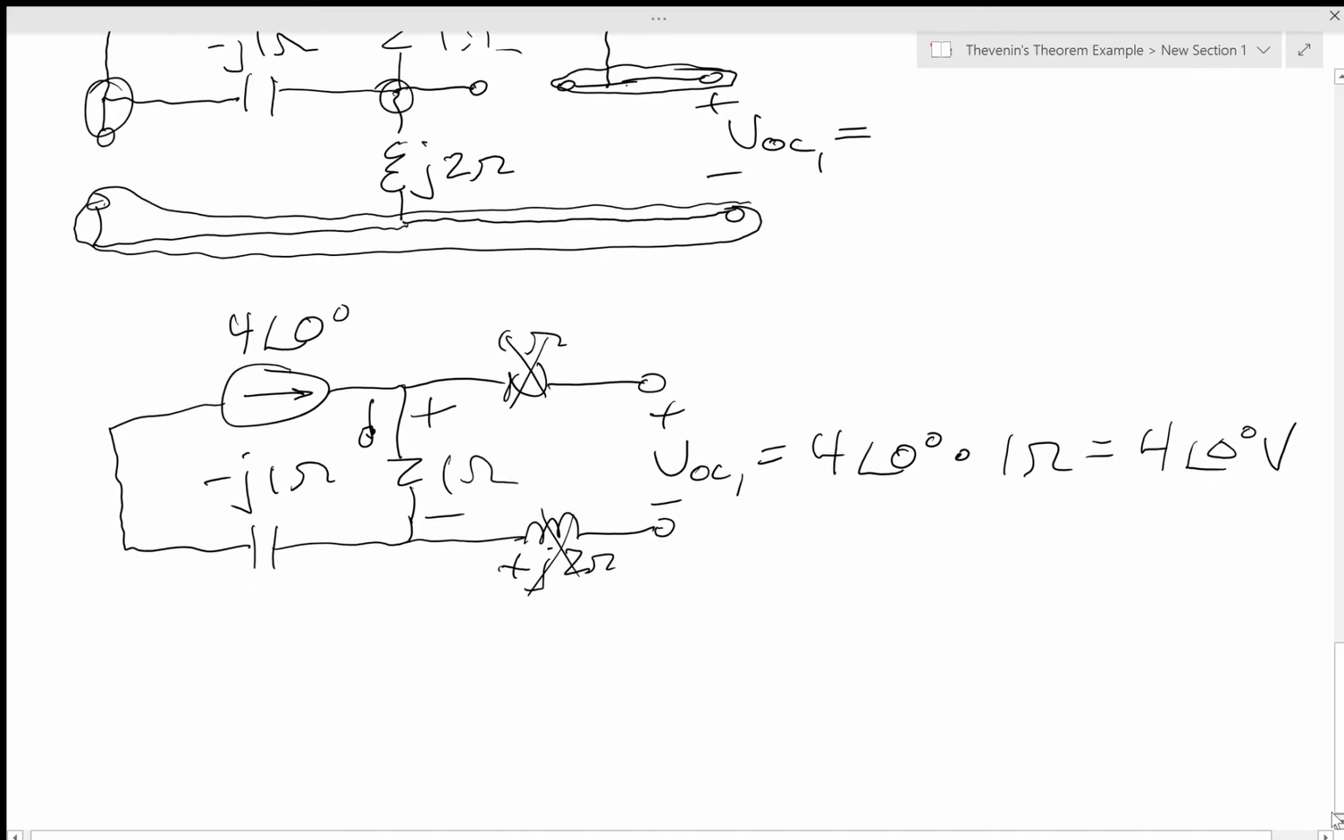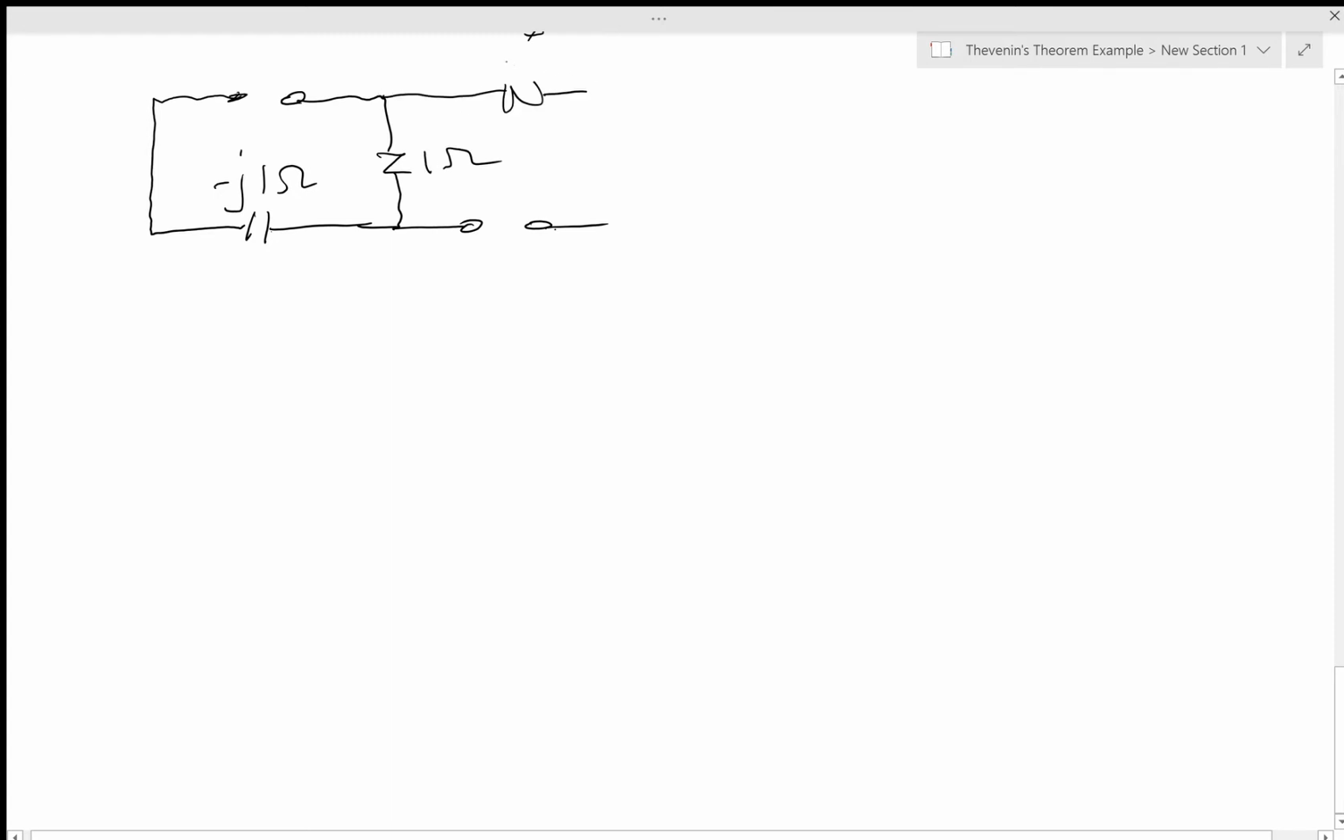So now I need to do the next current source. I'm going to put that other 4 angle 0 degree current source in here. And here we go with our circuit. Our next circuit looks like this. We have the open circuit. We have the minus J1 ohm capacitor. We have the 1 ohm resistor. We have the open circuited current source. We have the 1 ohm resistor.